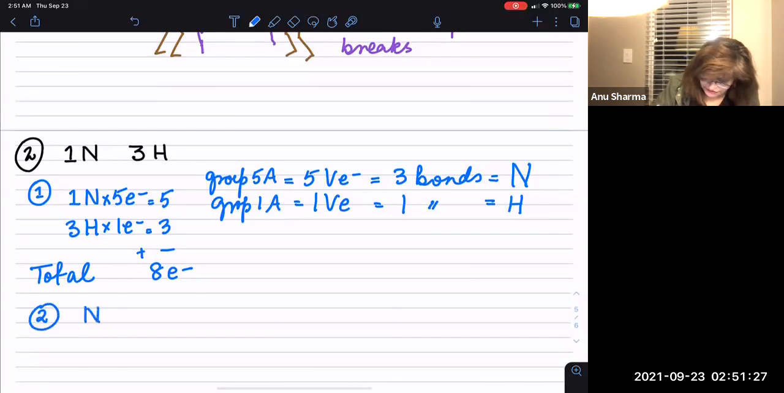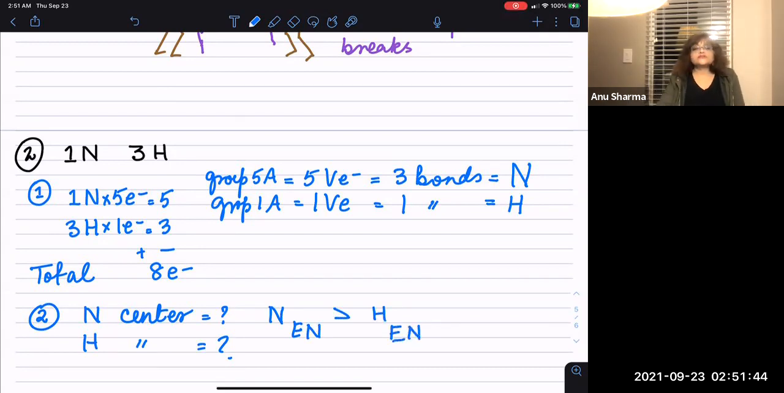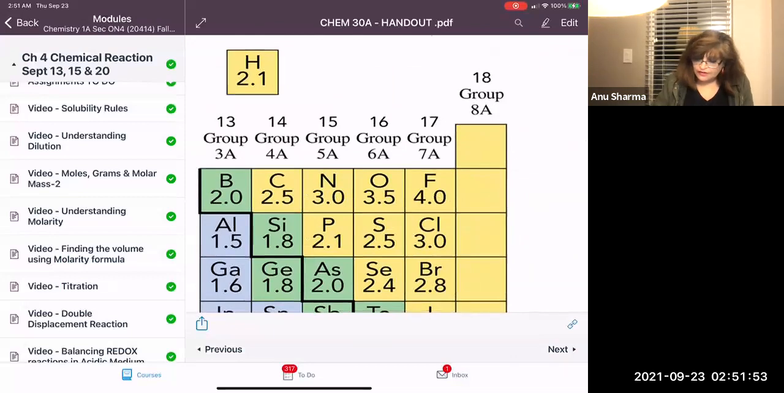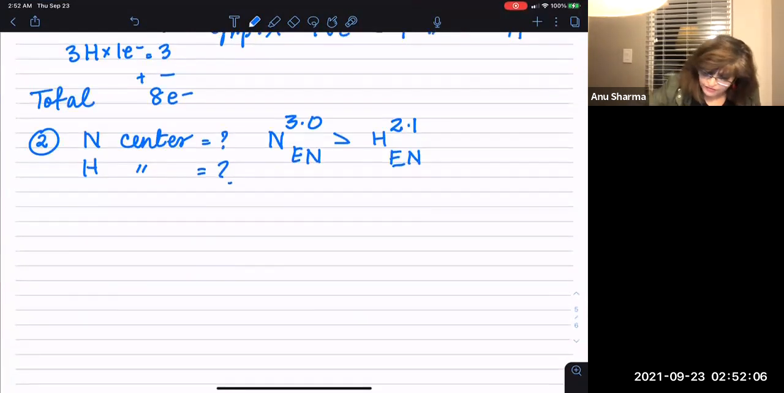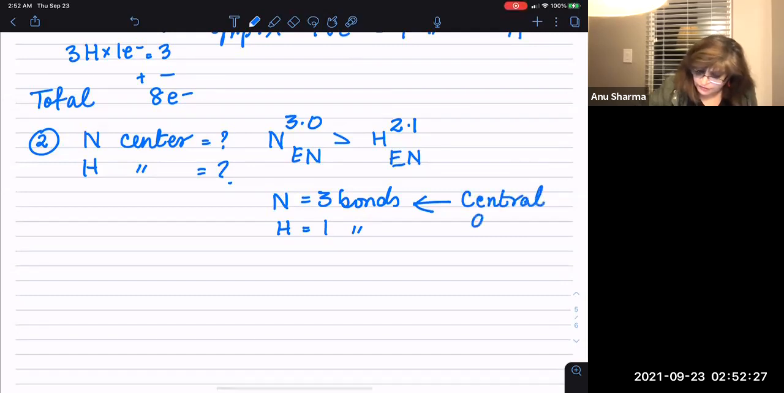Next thing is which one is going to be in the center. Is nitrogen in the center or is hydrogen in the center? As you can see, the electronegativity of hydrogen is 2.1 and nitrogen is 3.0. So nitrogen is more electronegative than hydrogen. However, nitrogen, group 5A, makes three bonds, and hydrogen, group 1A, only makes one bond. So even though nitrogen is more electronegative, nitrogen is going to be the central atom.